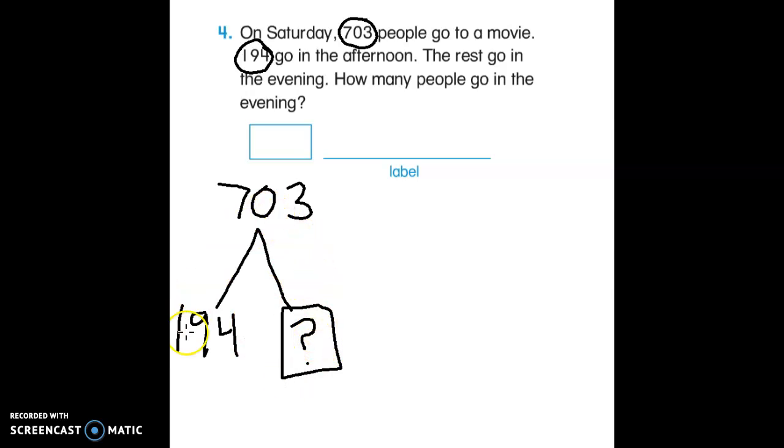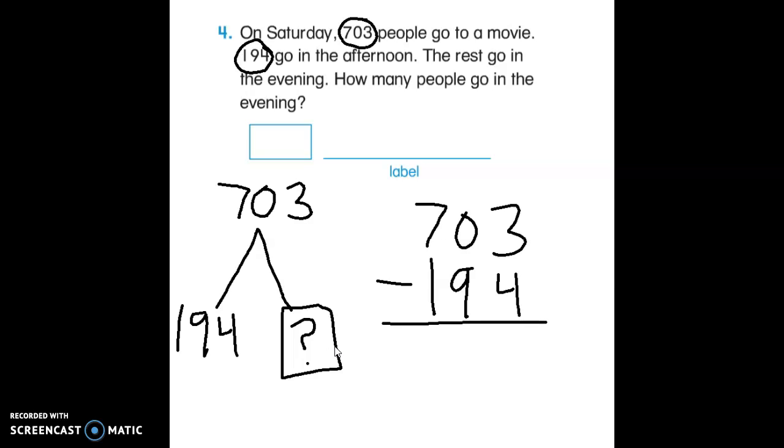A reminder, if we add them together, we're going to get a big number. We don't want a big number. We want this question mark. So we have to subtract. 703 minus 194. Now, start with your ones.